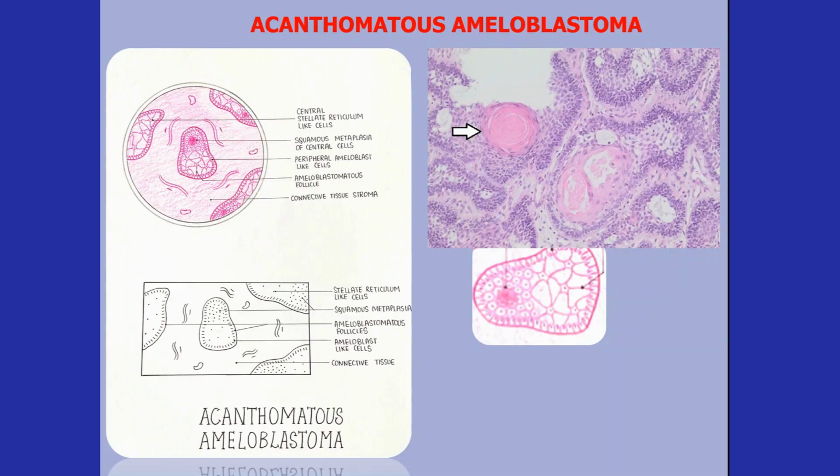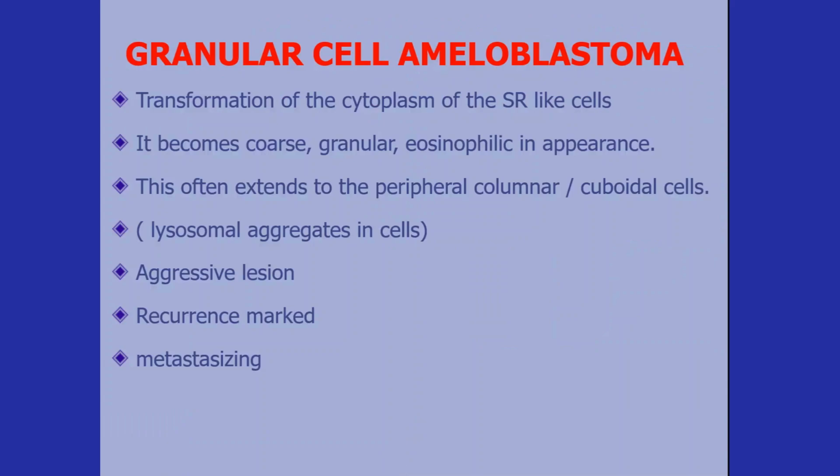Okay, so metaplasia is conversion of one cell type to another. So stellate reticulum is changing into squamous cells, and they are actually forming keratin. So keratin can be appreciated out here, and this picture is actually showing you this one follicle. So in acanthomatous, it is the same thing as follicular, only that central cells are undergoing squamous metaplasia and they're forming keratin. Then the granular cell ameloblastoma, transformation of the cytoplasm of the stellate reticulum-like cells.